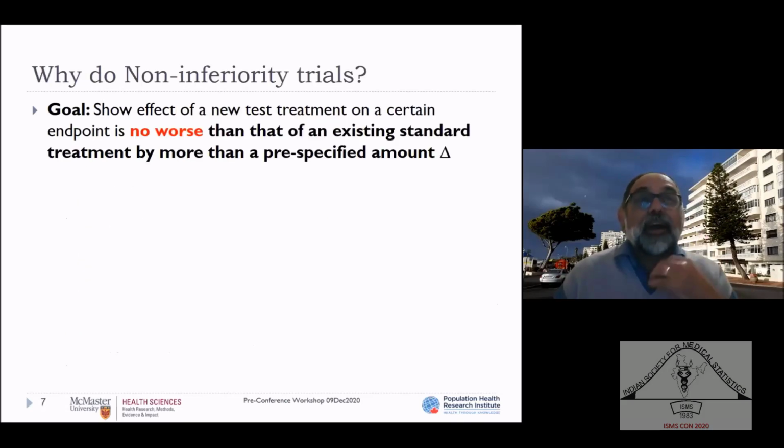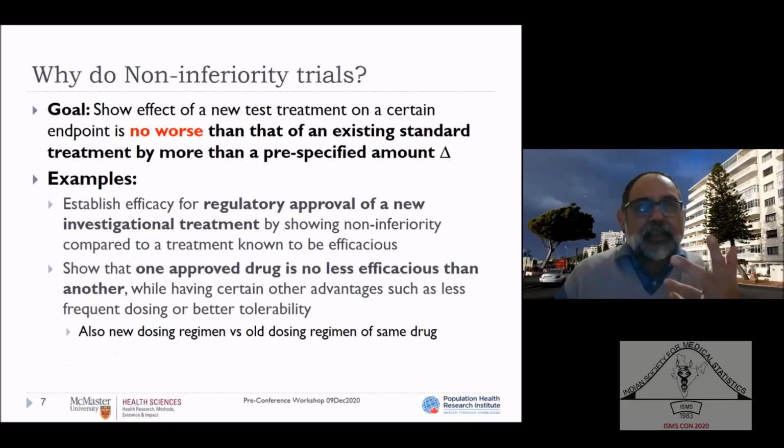So first of all, why do we do non-inferiority margins or trials? It's because we want to show that something is no worse than some existing standard by some amount capital delta. This happens frequently when we have regulatory approval of a new investigational treatment, usually a drug, by showing that it's not inferior to something that is known to be efficacious. So it's usually not against placebo, it's against the standard that we know to be efficacious.